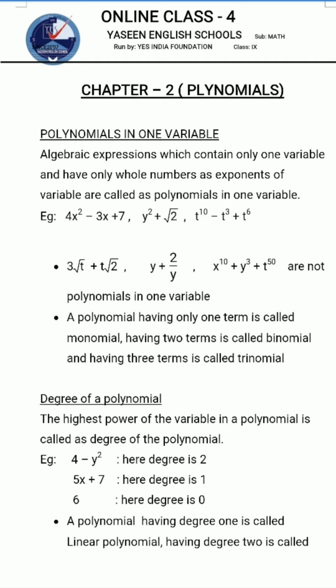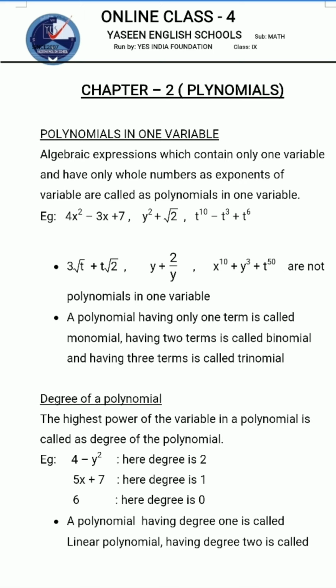Variable means it can be x, y, or z. Any alphabet can be used, but mostly we use x or y. And constants means numbers. It can be any number, like natural numbers 2, 3, 4, otherwise fractions or decimals or root numbers. Any number can come as a constant. So an expression containing variables and constant numbers is called a polynomial.